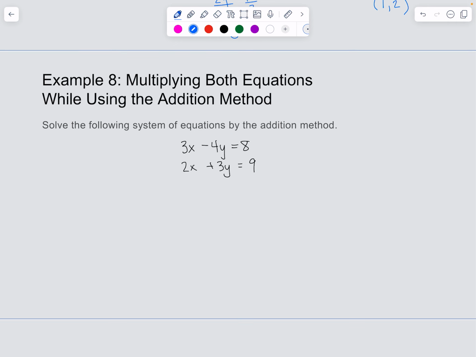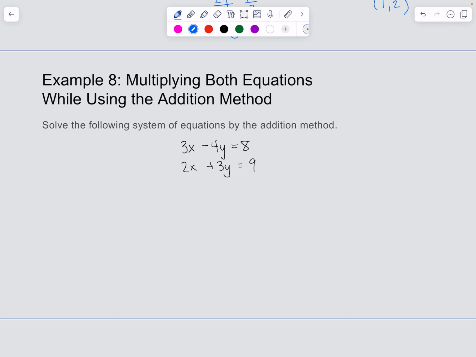Okay, let's do this one. 3x minus 4y equals 8. 2x plus 3y equals 9. So I have x's 3 and 2, y's 4 and 3. I cannot multiply by anything in one of them to make the opposite of the other. So in this case, we're going to have to multiply both of them by something.